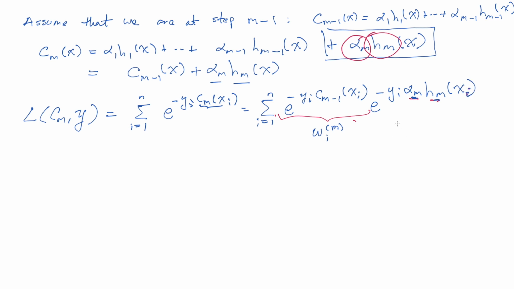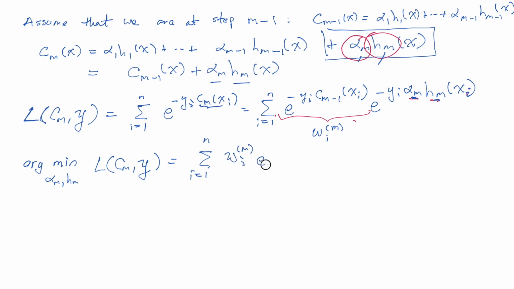So I'm going to treat this as a constant, a fixed thing, and call it a weight, w_i^m. Now the goal is to pick alpha_m and h_m to minimize the loss function, so we want to pick them to solve this optimization problem. Let me rewrite it here using our new notation, and write it as alpha_m y_i h_m(x_i).